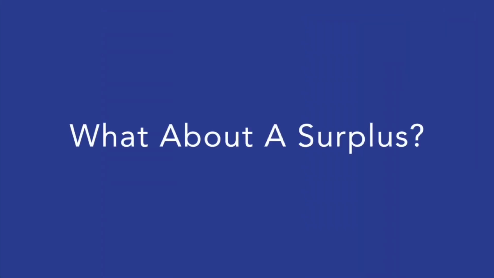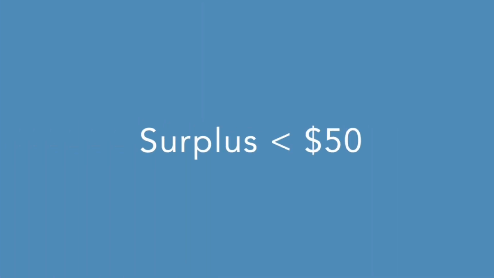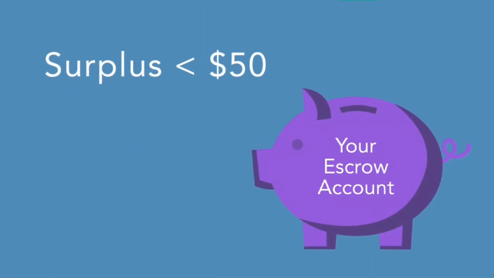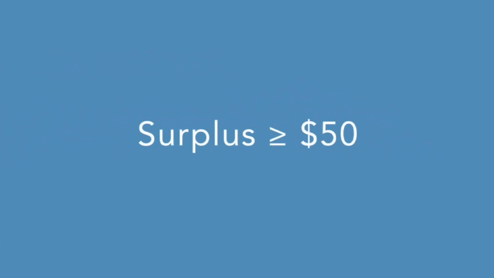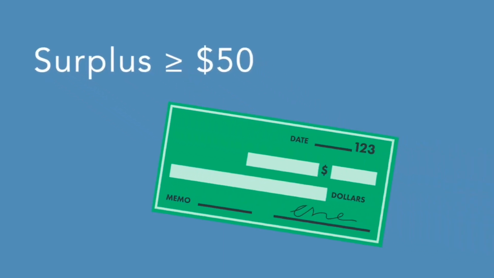Although we've been talking about a shortage, it can also be the case that you have a surplus. If the surplus is less than $50, the money will be credited to your escrow account. If the surplus is equal to or greater than $50 and your loan is current as of the date of the escrow analysis, the surplus amount will be refunded to you in the form of a check that will either be included with your escrow statement or mailed to you within 30 days of the escrow statement.